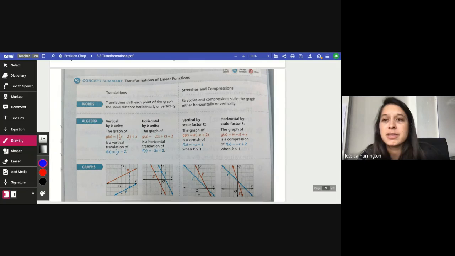It is a lot harder to see stretches and compressions in a line, right? Because it still looks like a line. That's why I showed you the curve.